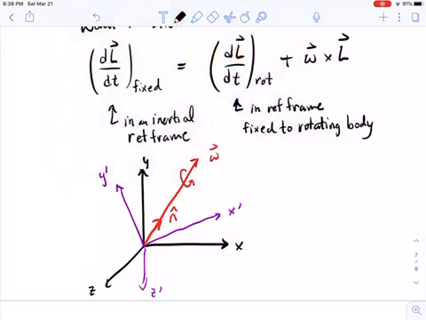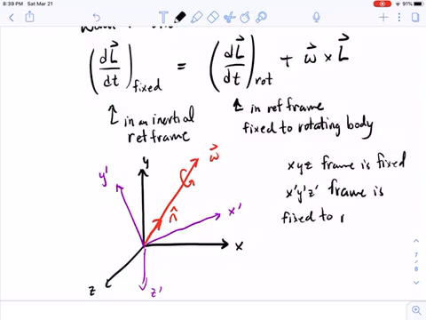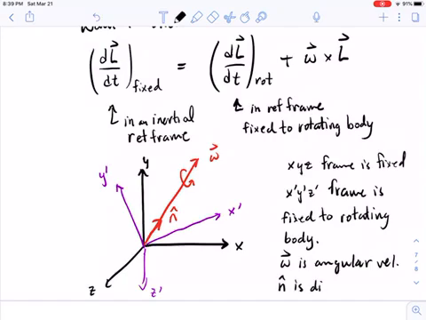Okay, and so what we're going to do is make some notes. The x, y, z frame is fixed. The x prime, y prime, z prime frame is fixed to a rotating body. And omega is the angular velocity, and n hat is the direction of the rotation axis.